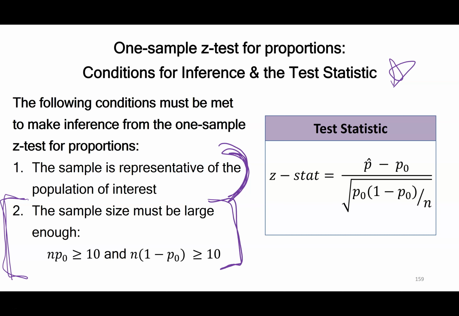Then the size condition. So here, n times p naught is greater than or equal to 10. What that translates into is: if the proportion is what's claimed in the null hypothesis, did we take a big enough sample that we could have expected at least 10 successes? And on the flip side, did we take a big enough sample size that we could have expected at least 10 failures? So we want to know if we could have expected at least 10 successes and at least 10 failures if the null is true and the proportion is what's claimed, given our sample size.